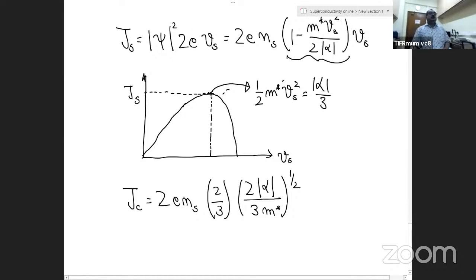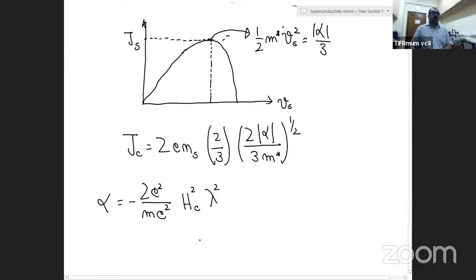The point is, if you have started doing your assignment that you have to submit tomorrow, then you know what alpha is. And if you know what alpha is, then alpha is minus twice e square by mc square Hc square lambda square. So you can use that, and then you get this whole thing in terms of more tractable quantities.